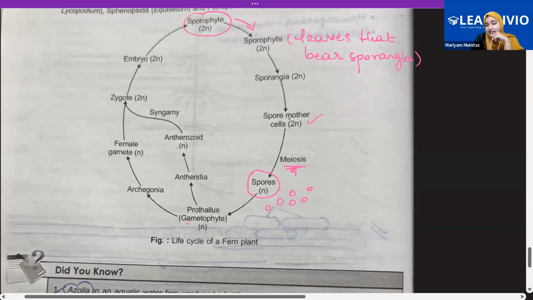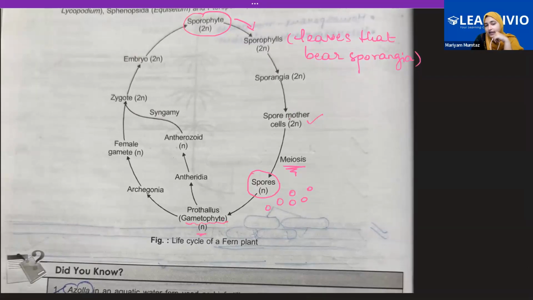Now, prothallus is the gametophyte, which is haploid. It will develop into the male gametophyte, that is the antheridia, and it will develop into the female gametophyte, that is the archegonia. The male gametophyte will make the antherozoid. The female gametophyte is going to make the archegonia. Both of them undergo syngamy. Syngamy means fertilization.